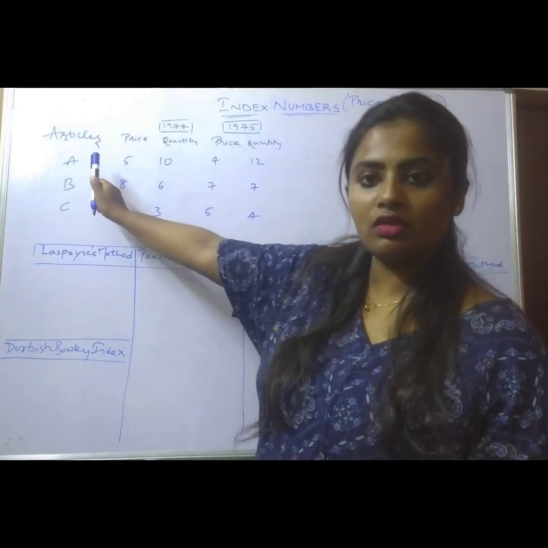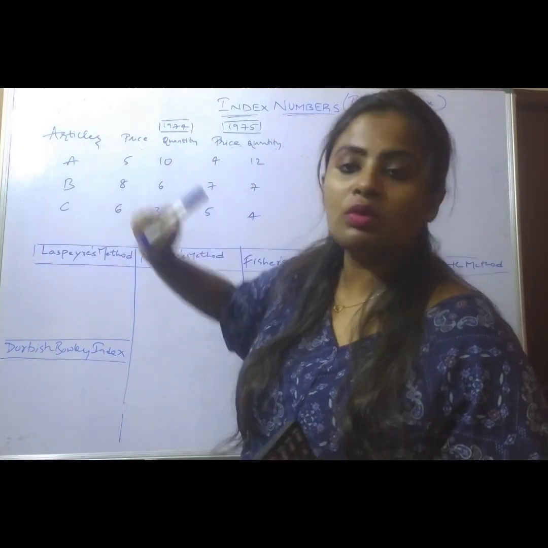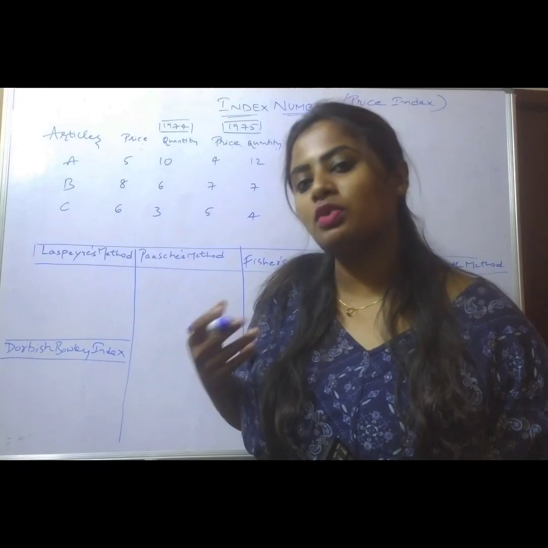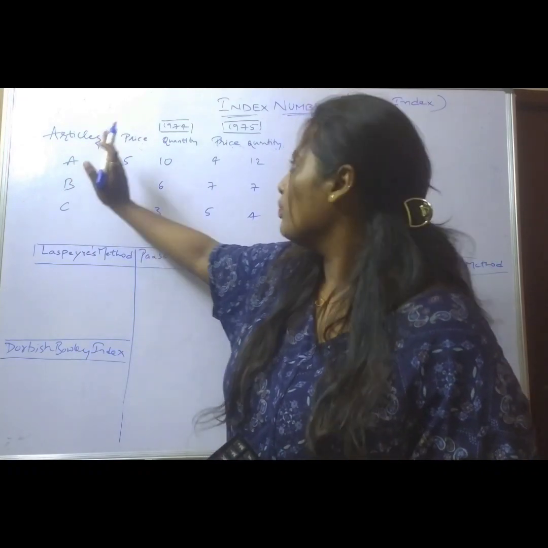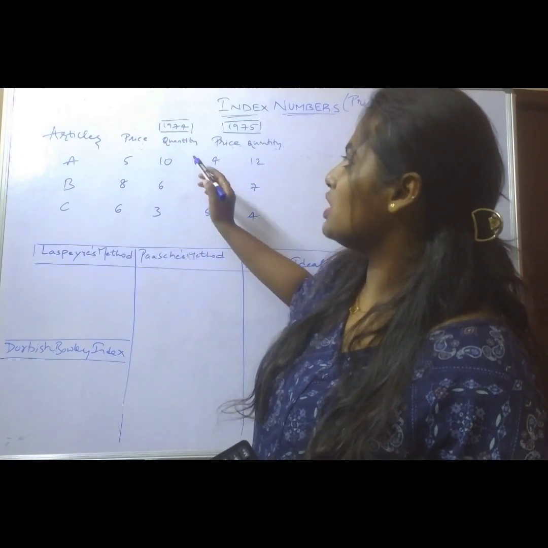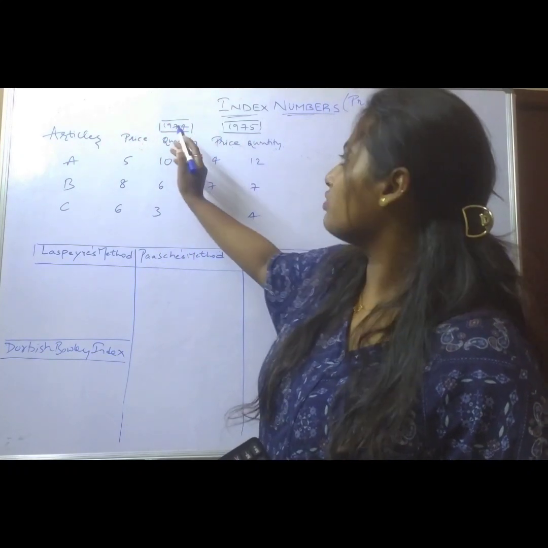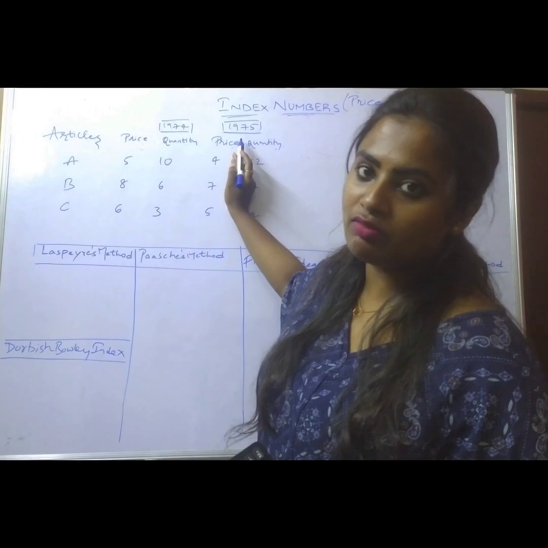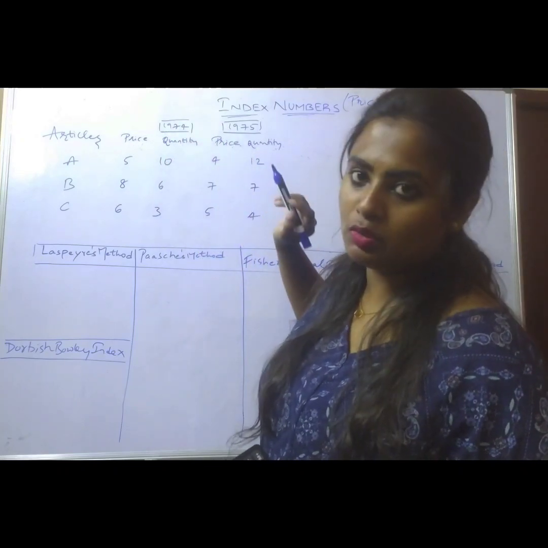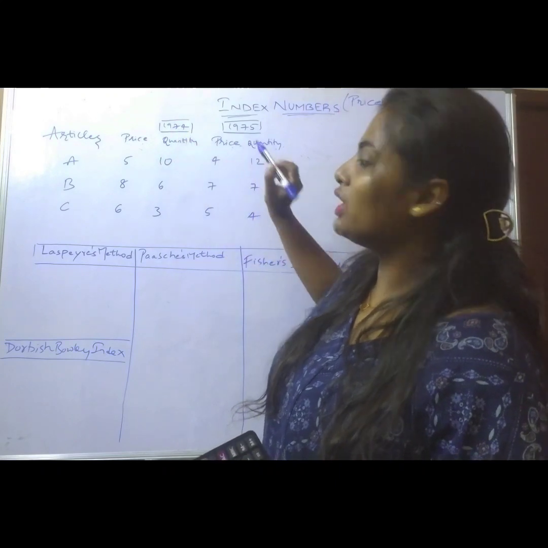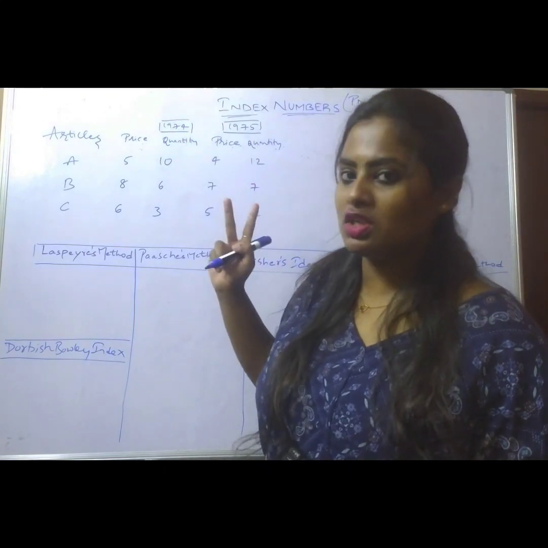The first column they are going to give you will be about articles, and sometimes they can name it as products, sometimes as commodities. That doesn't matter to us. Next, they are going to give you 2 years. Here they have given you 1974 and 1975. For these 2 years they will be giving you price and quantity. Just compare these 2 years which they have given.